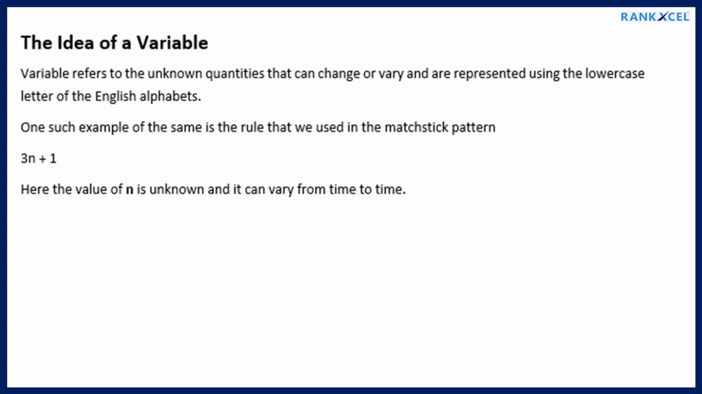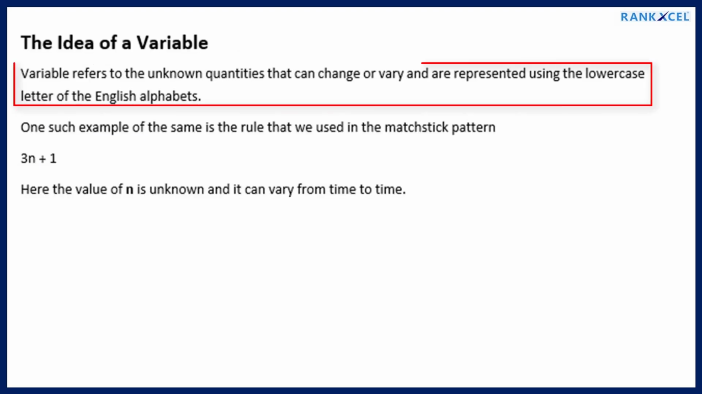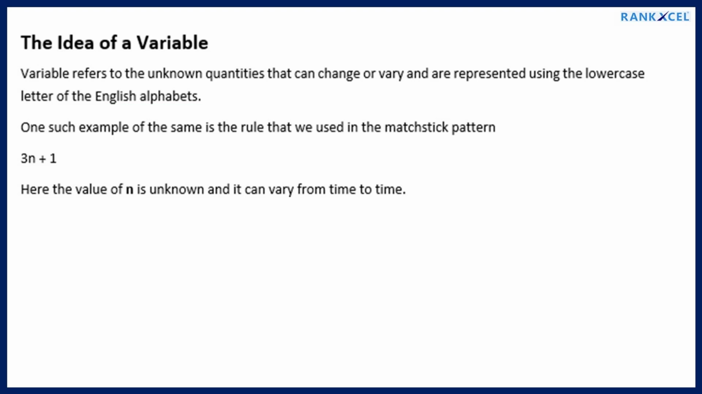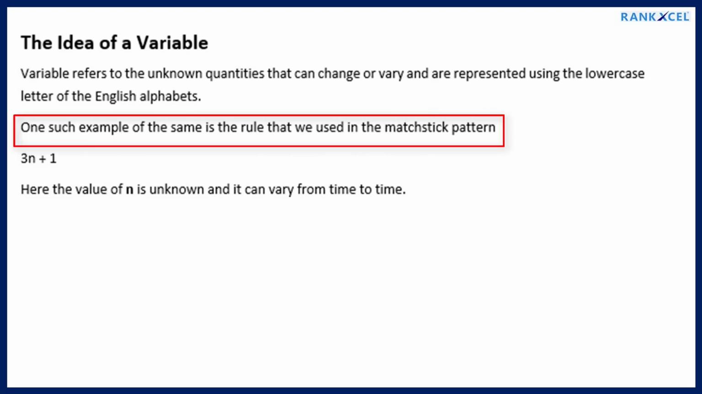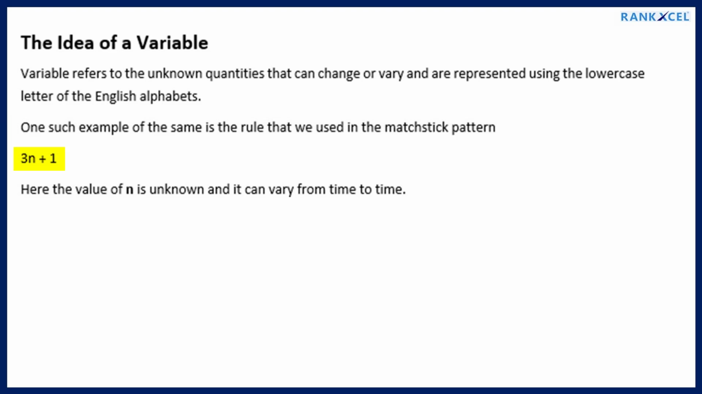The idea of a variable. A variable refers to unknown quantities that can change or vary and are represented using lowercase letters of the English alphabet. One such example is the rule that we used in the matchstick pattern, 3n plus 1. Here the value of n is unknown and it can vary from time to time.